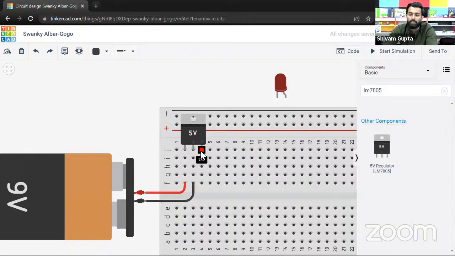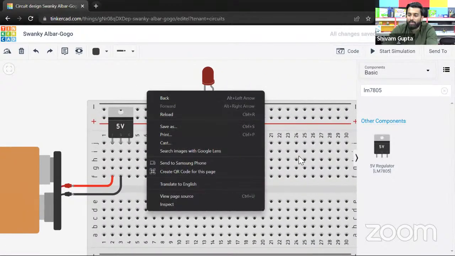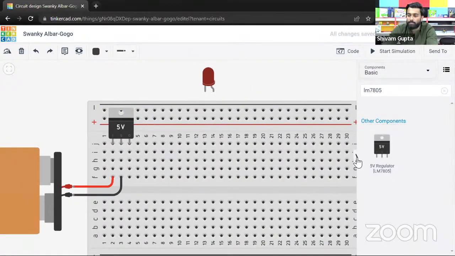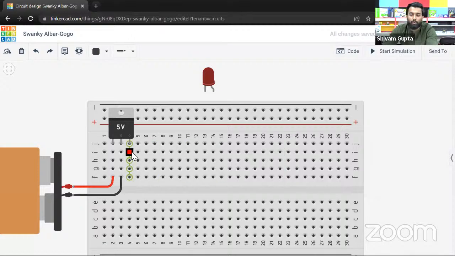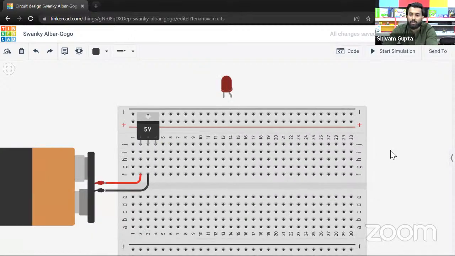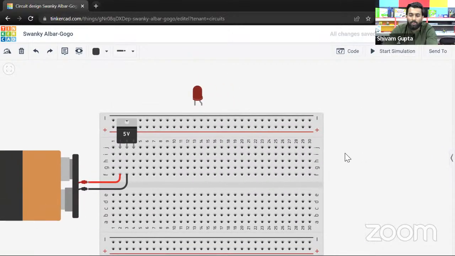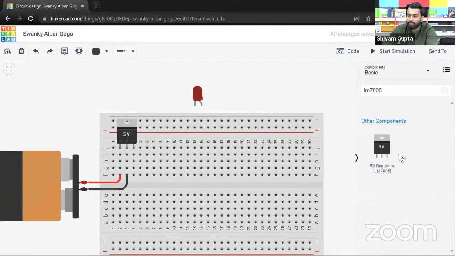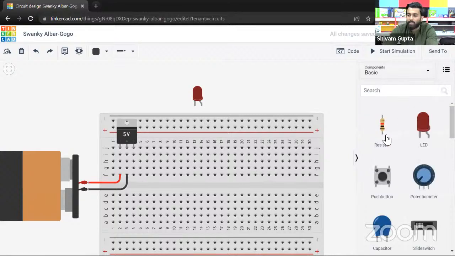Now here, this is the third pin, that is the output pin. So as I've already mentioned, from the third pin, we will be getting 5 volts as output. So now what will happen is from this output pin, we need to add one more component, and that is a resistor. So students, I hope you all have heard about resistor. Okay, so this is a resistor.